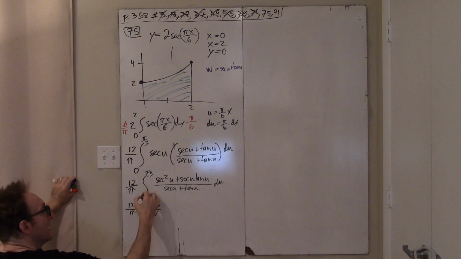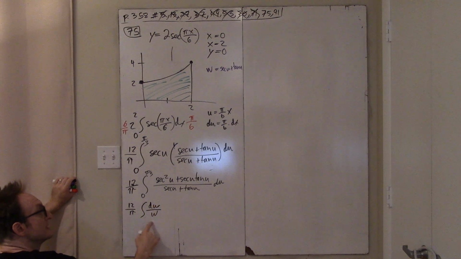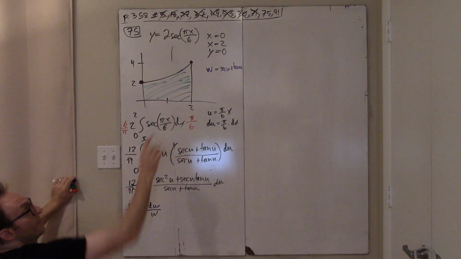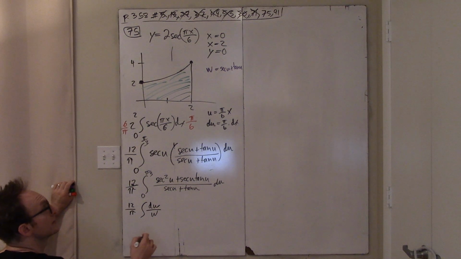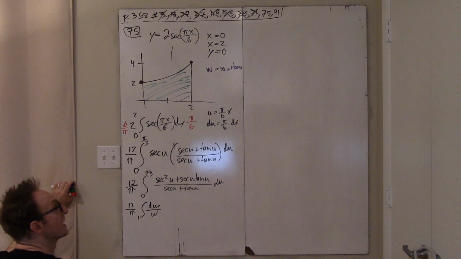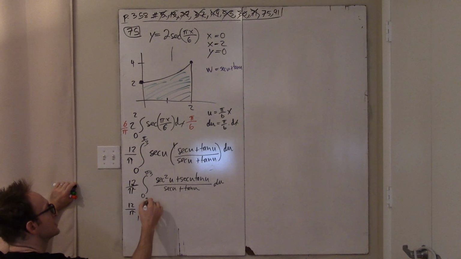Okay, when u is 0, what is w? Well, it's going to be secant 0 plus tan 0. Secant 0 is 1, tan 0 is 0. And what's secant pi over 3 plus tan pi over 3? Secant pi over 3 is 2, and tan pi over 3 is root 3. So 2 plus root 3.